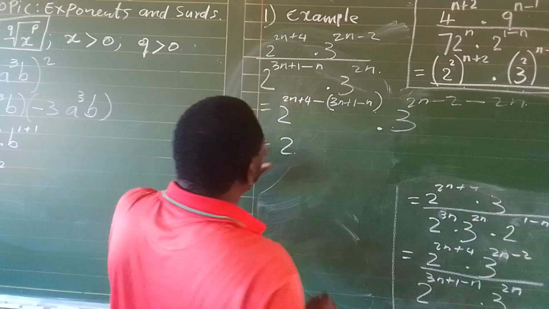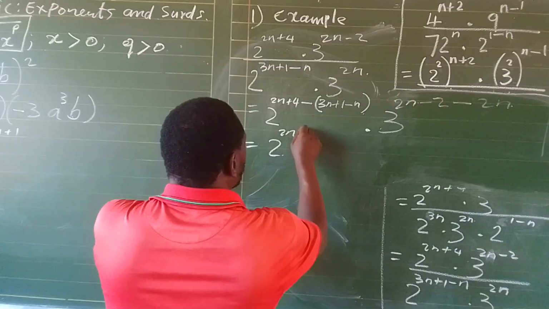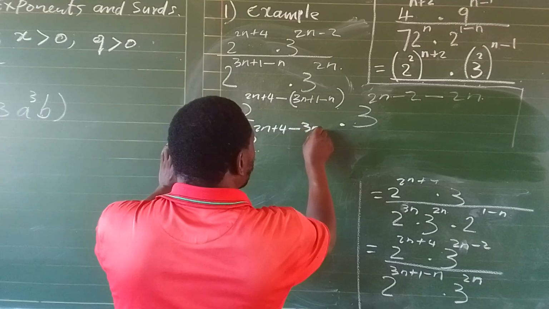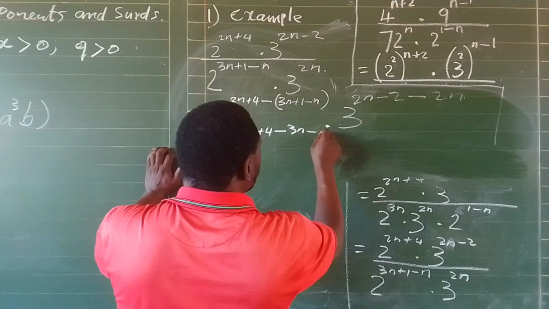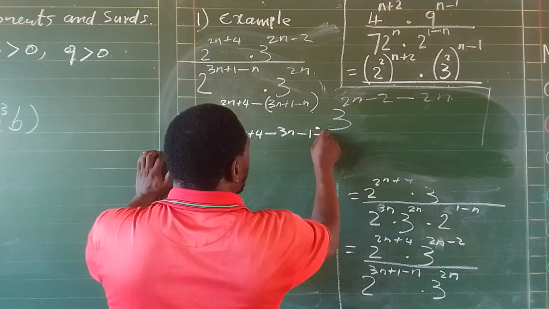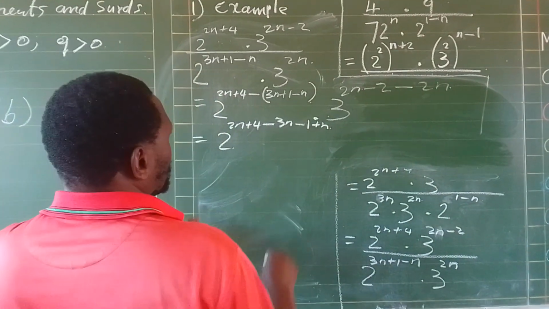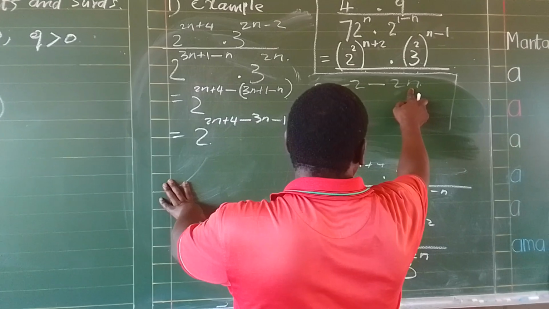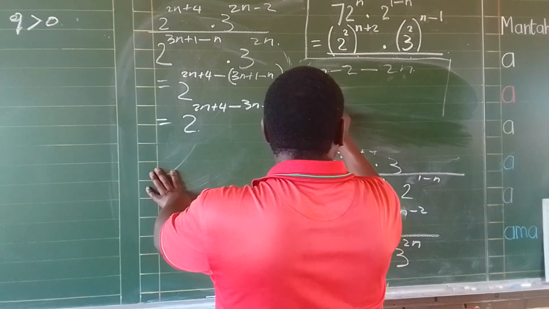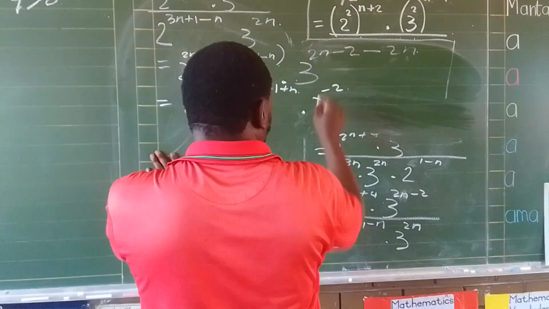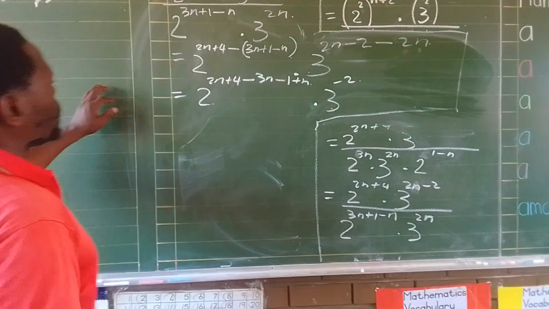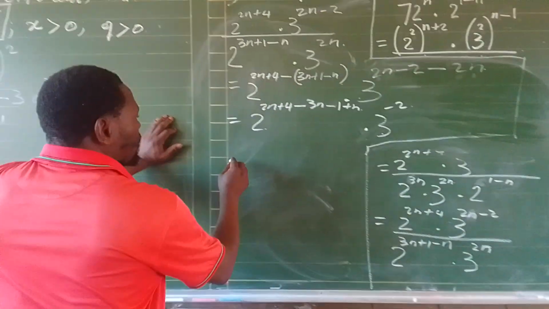Right, 2n plus 4 minus 3n minus 1 plus n, multiplied by 3 to the power 2n minus 2n is 0. You are left with minus 2. Now this is where we have the base of 3, the exponent of 3 as minus 2.